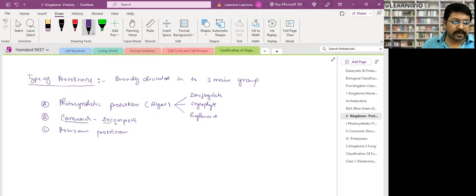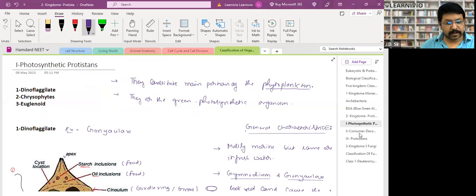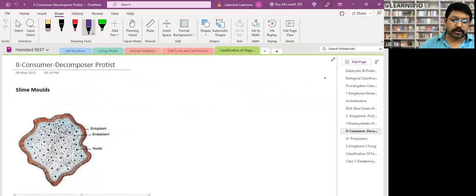The second group is called consumer and decomposer. They resemble fungi, and we have taken them out from fungi, right? There is only one type of decomposer, called slime mold. Try to understand: in photosynthetic protists there are three categories, in consumer-decomposer there is just a single category, and in protozoans there will again be four categories, right?